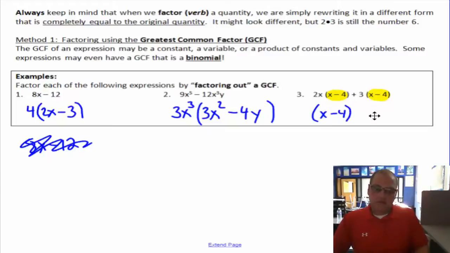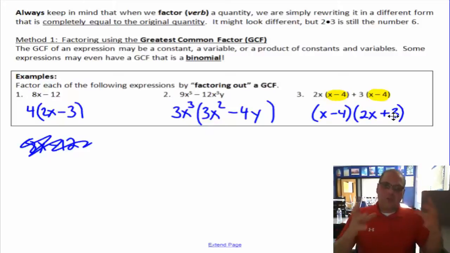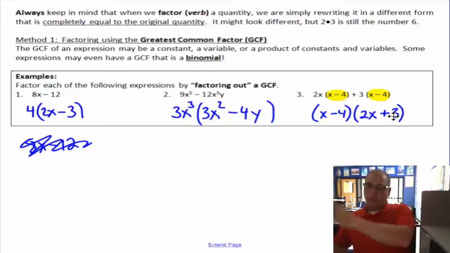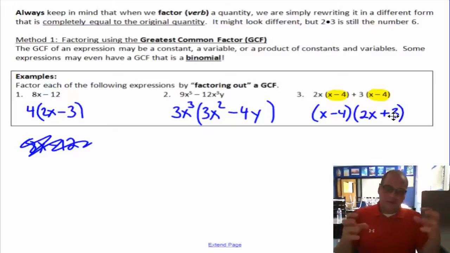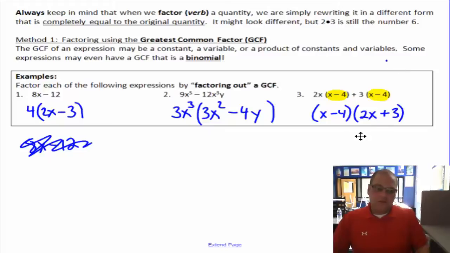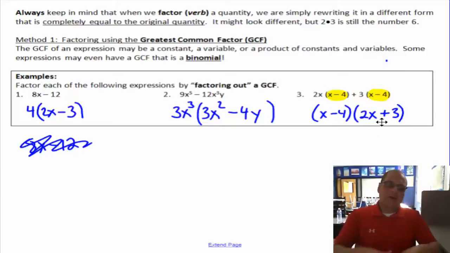and then the 2x plus 3 goes together in its own binomial. It's kind of weird. It's like, well, how does that work? Well, the x minus 4 is the common factor, so that gets pulled out, and then what's left over is that 2x plus 3. It does work out. If you multiply this out and multiply this out, you'll get the same thing. So let's do that real quick. This one here, well, actually you could do it.